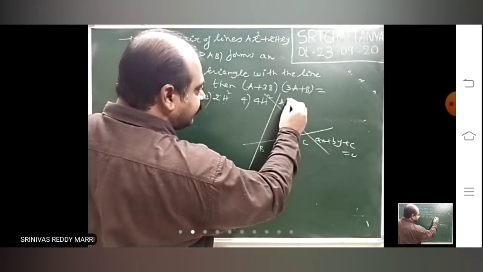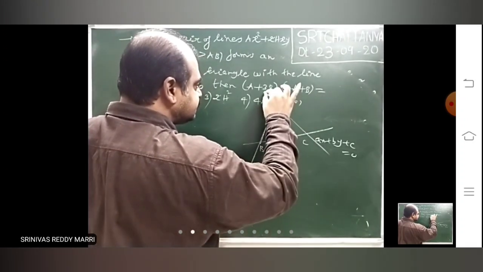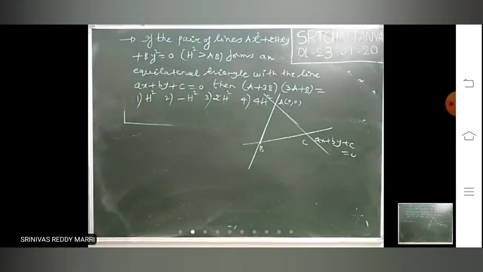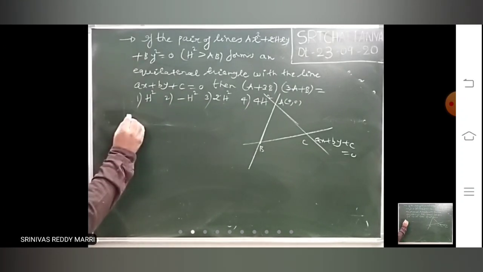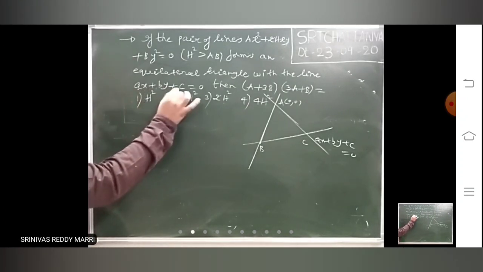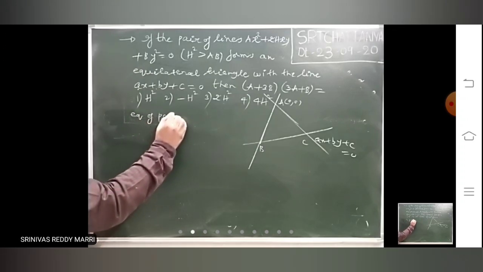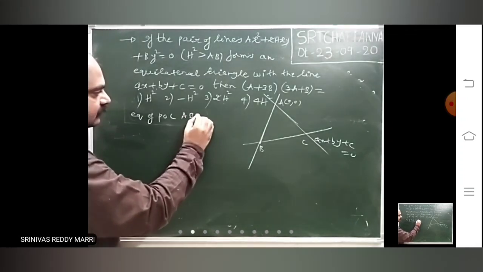So he has given this pair of lines. That equation he has given. This and this combined equation he has given. The combined equation is given like that. What do you know? What are the pair of lines which form an equilateral triangle with this equation of pair of lines AB and AC?